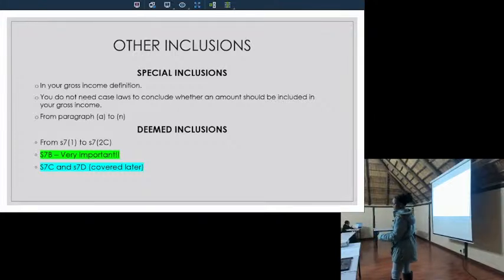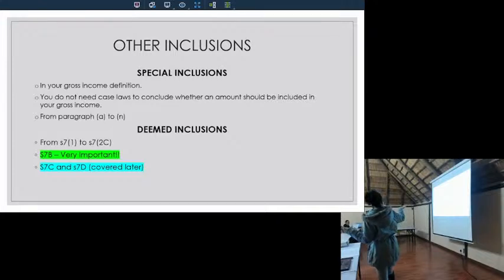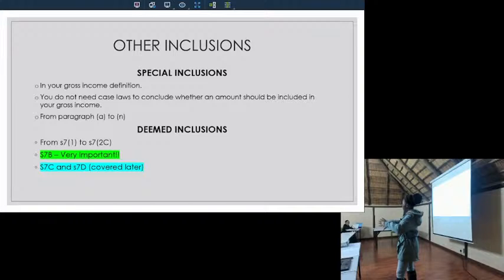I did state previously that SARS can create an amount for you, right? If SARS makes it a deemed inclusion, you will include it in your taxable income as a positive value, which will increase your tax. And where can we find it? It will be from section 7.1 to section 7.2 cap C. Have you guys heard of splitting 50-50 if spouses are married in community of property? It's one of the sections. It's section 7.2 cap A, which is also quite tricky, right?